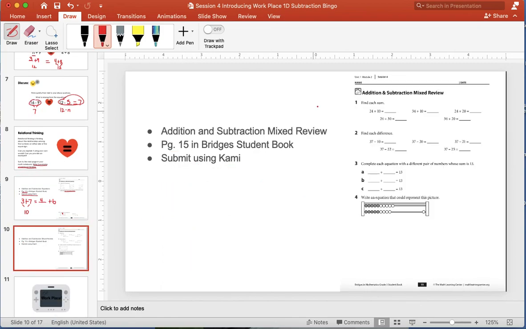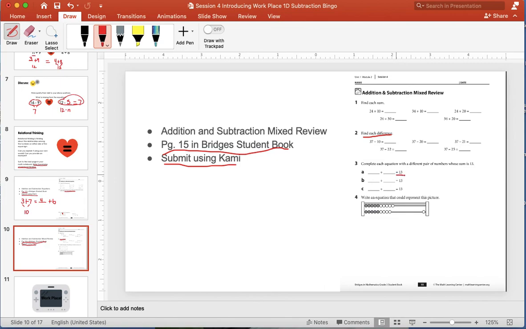You also have another worksheet to do in your Bridges student book. This is page 15 in your Bridges student book. You're also going to submit this using Kami, or complete it using Kami, whichever. Number 1 says find each sum. So you're just going to look here and complete those equations, finding the sum. Here you're going to find each difference. Remember, difference is another word for subtraction. So you're going to find the difference of those. Number 3, you're going to complete each equation with a different pair of numbers whose sum is 13.